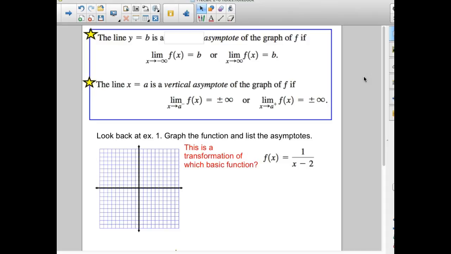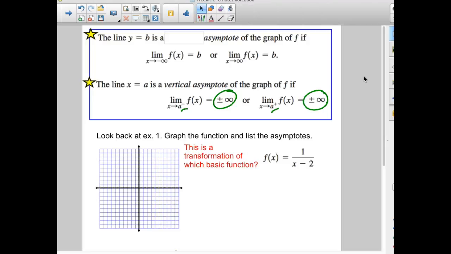So x equals a is a vertical asymptote of our graph if, as we approach from the left side or as we approach from the right side, we are heading towards positive or negative infinity. All right? That's our definition of a vertical asymptote.